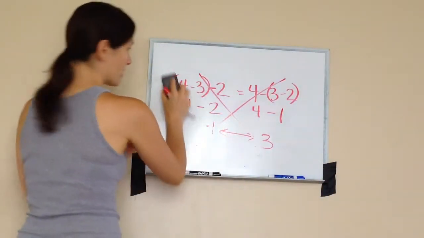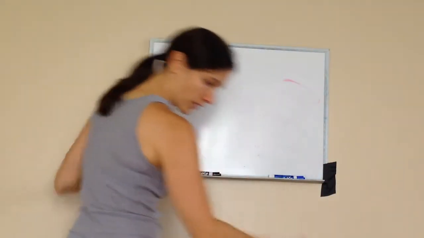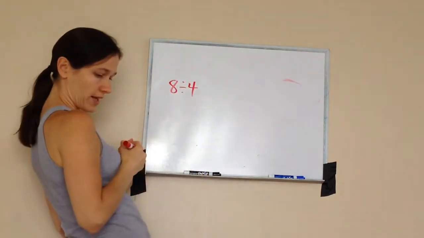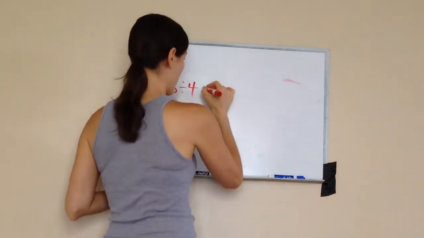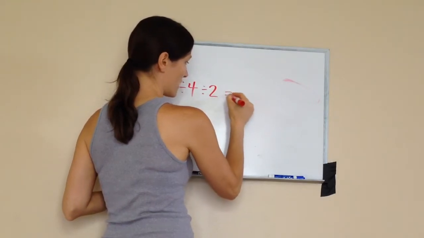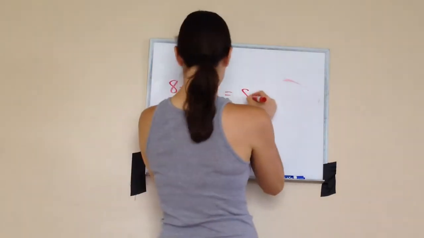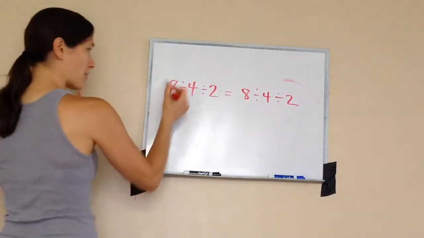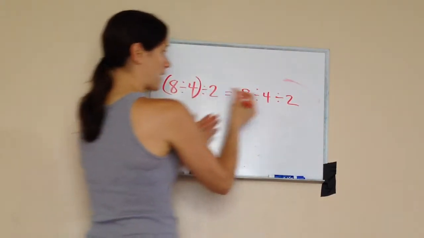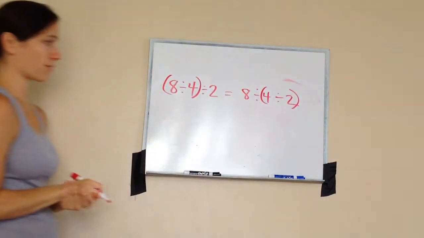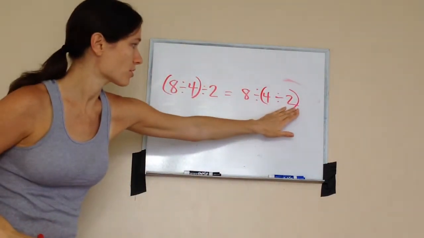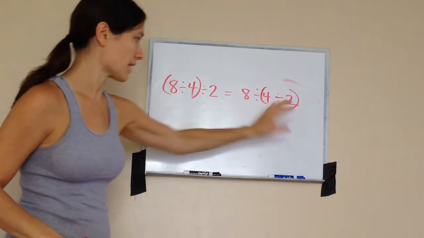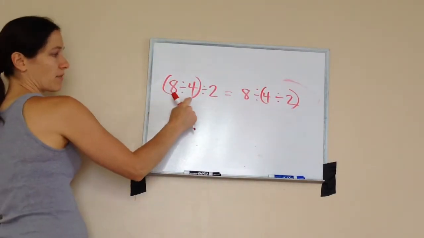Okay? Now let's try division. All right? 8, now I'm going to write it like this. 8 divided by 4 divided by 2. Does that equal the same thing as 8 divided by 4 divided by 2 grouped a different way? So this time I'm going to group these two together, and the next time I'm going to group these two at the end together. Okay, I'm using the same numbers, but grouping differently.